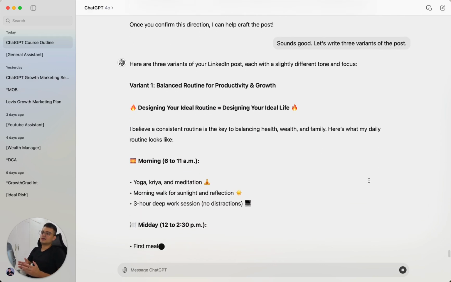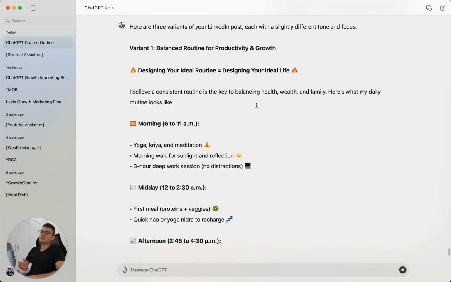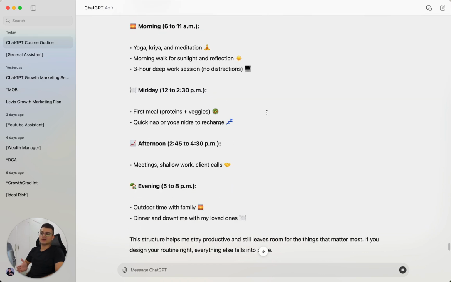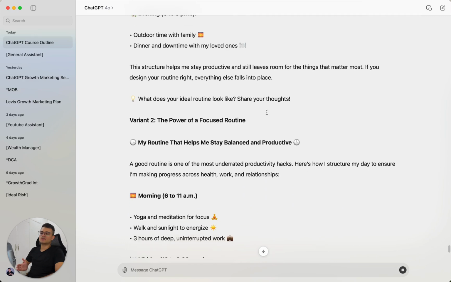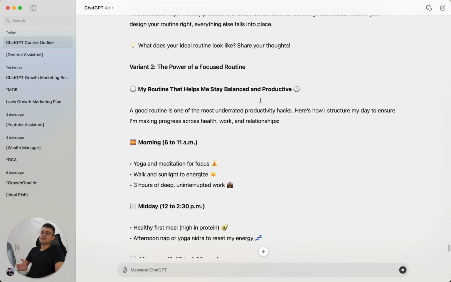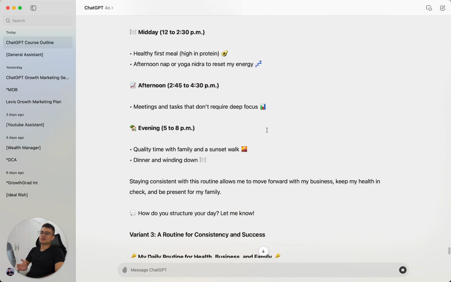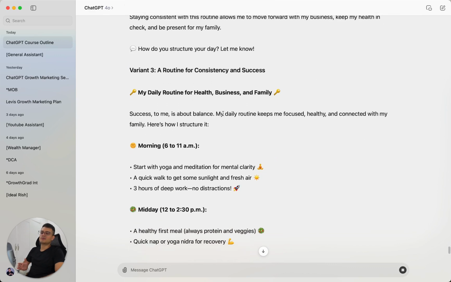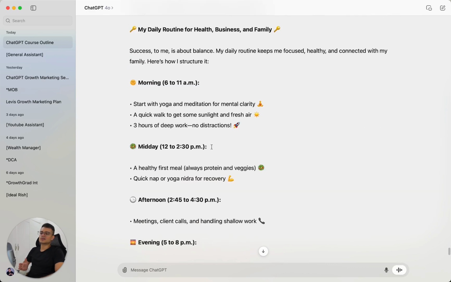So variant 1, balanced routine for productivity and growth. Designing your ideal life comes from designing your ideal routine. Here's what my daily routine looks like. Very short bullet points. My routine that helps me stay balanced and focused. This is what I do in the morning, afternoon. It's a much shorter version of the YouTube. Success to me is about balance. My daily routine focuses on this. Here's how I would start.